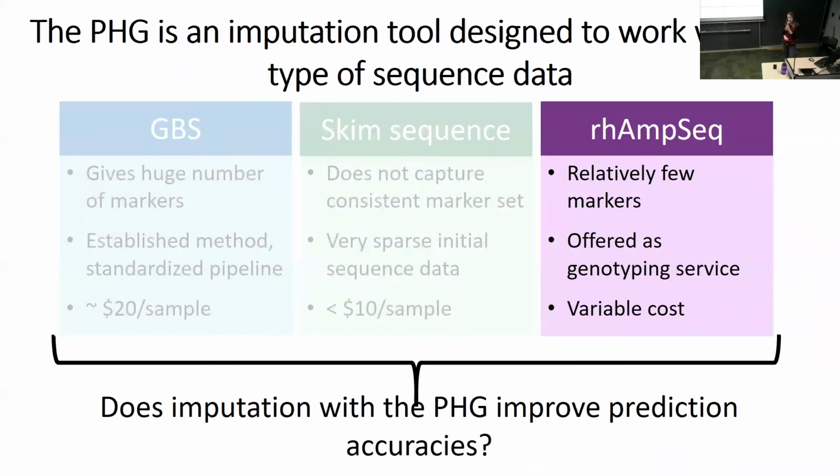So the second technology is Rampseek. This is an amplicon-based sequencing method, and it targets specific regions, so it does give you fewer markers, but it's offered as a service by a couple different companies, and that means it's very little work for breeders to use, and so we like it for that reason.